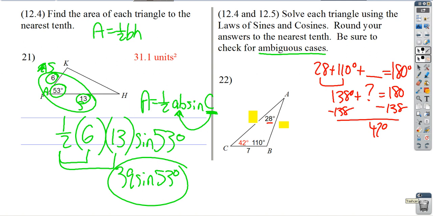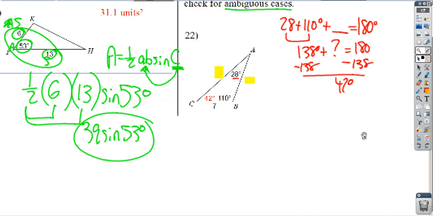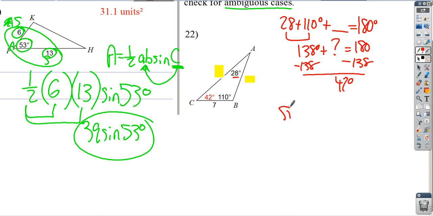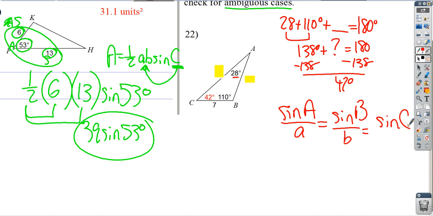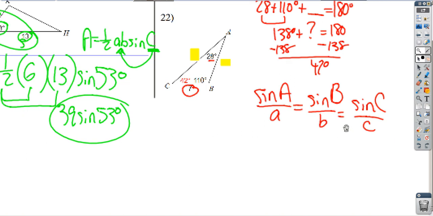Okay, now we can use the law of sines to solve the rest of it. So the law of sines is this. It's sine of one angle over its opposite side equals sine of another angle over its opposite side, which equals sine of the third angle over its opposite side. So we can pick anything here. Actually, we don't have a choice about this. We have to pick 7 because 7 is the only side they're giving us.